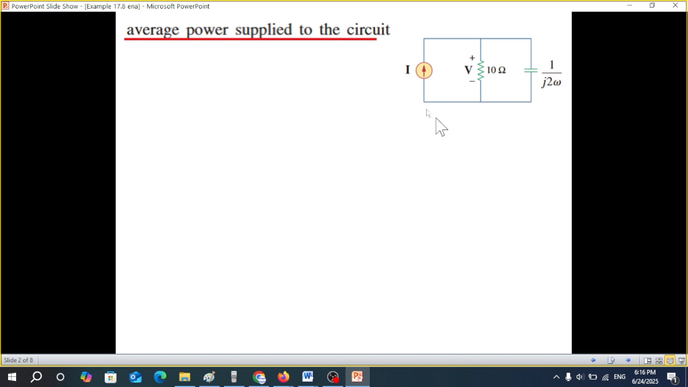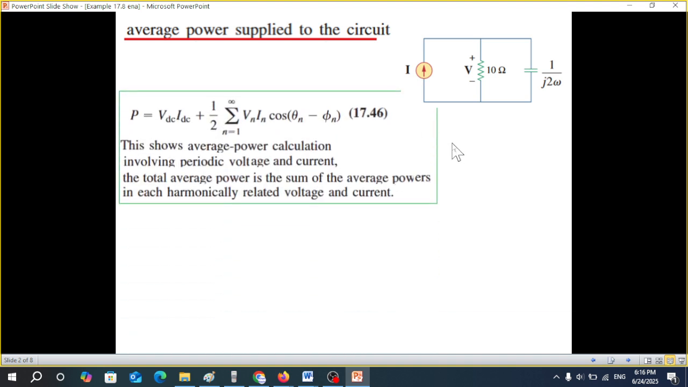This I have just converted into polar form. And the formulas given in the book are, this is for the power supplied. So the DC power, and this part is the AC power. And so we have to calculate them separately and then find the total power.